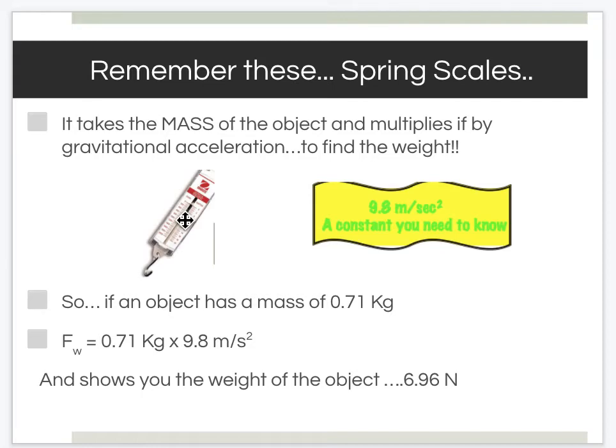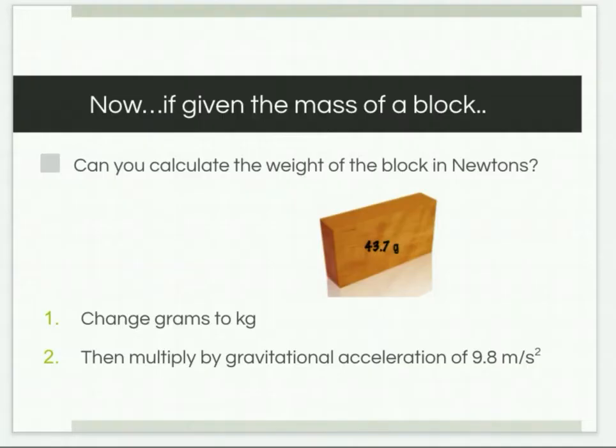So it takes the mass of an object and multiplies it by gravitational acceleration. So virtually it does the same thing as a regular scale. So if an object has a mass of 0.71 kilograms, it would multiply it by 9.8, so you would get the weight of the object.